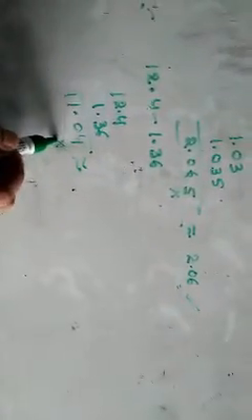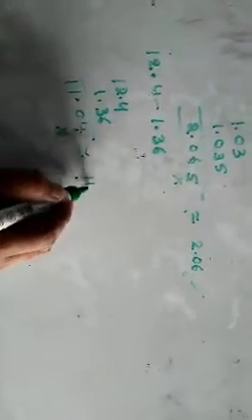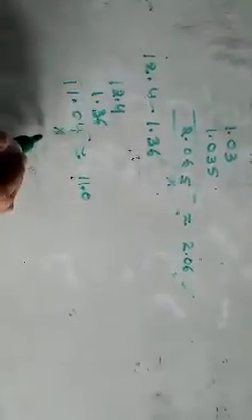So 4 must be dropped. It is less than 5. Don't change anything. Your answer is 11.0. So this is the way of finding addition and subtraction. Least number of digits after decimal.